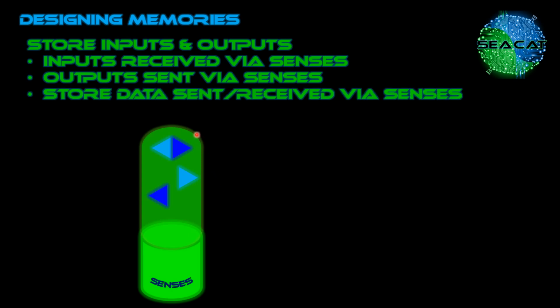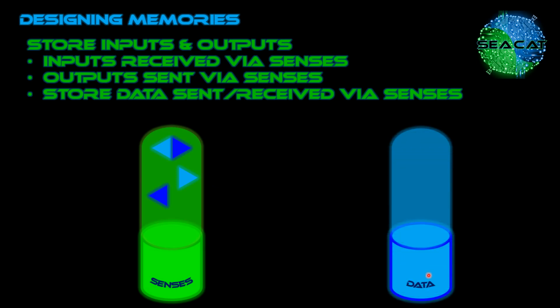So data is sent or received via these senses, but the data isn't stored on the sense itself. So we have another collection here, which is data. And data I'm just representing as zeros and ones, keeps it simple. That might be more complex in the future, or everything might be represented as zeros and ones. I haven't decided on that yet. It's not too big a deal from a conceptual standpoint.